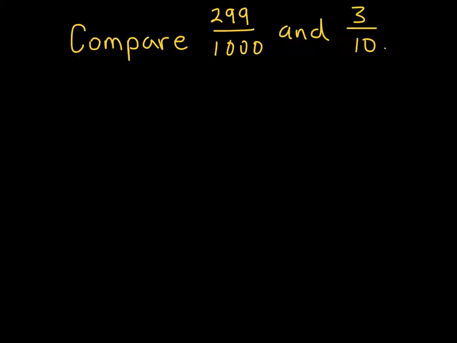Now we're going to compare 299 thousandths and 3 tenths. Well, you see here, these are not decimal fractions. They're written as standard fractions. But to compare them, it would actually be a lot easier to write them as decimal fractions.